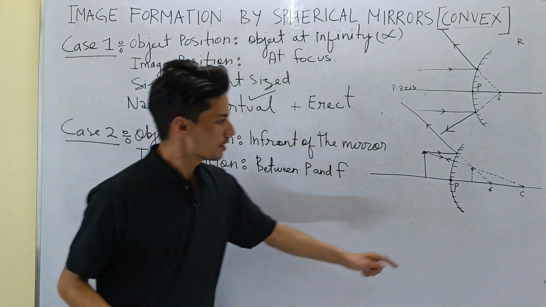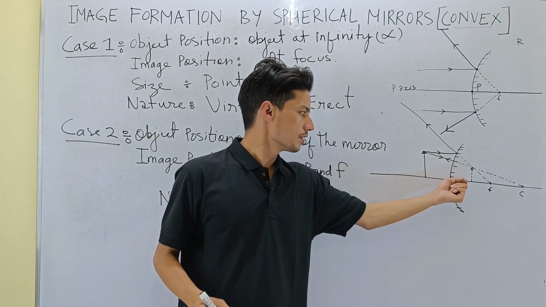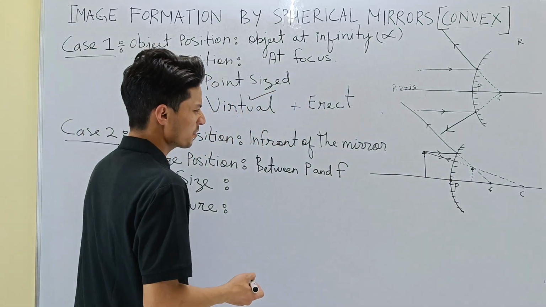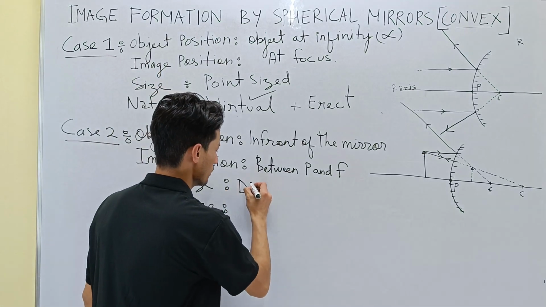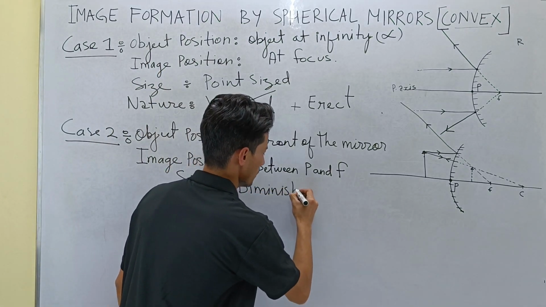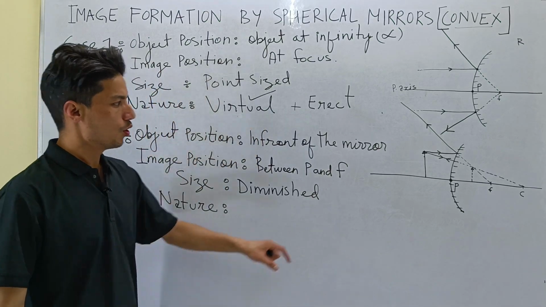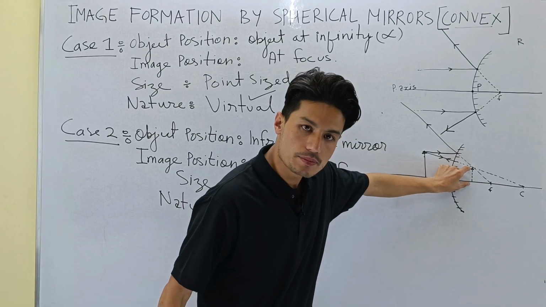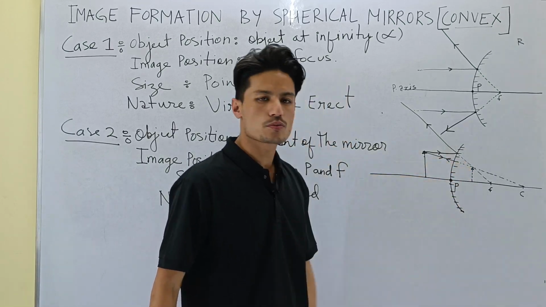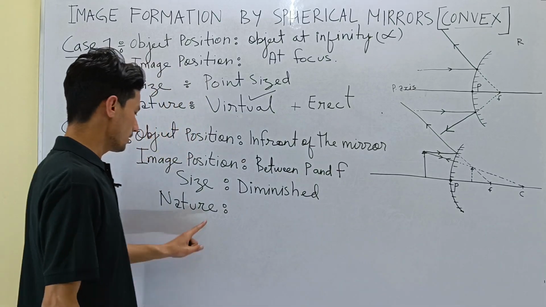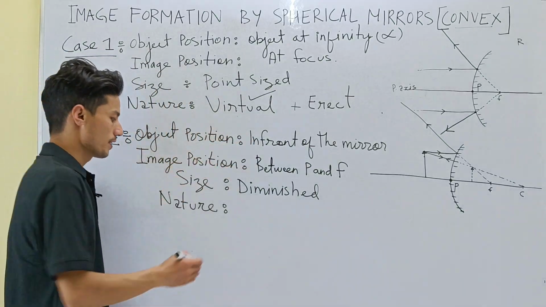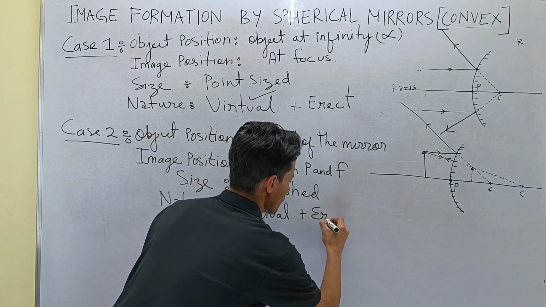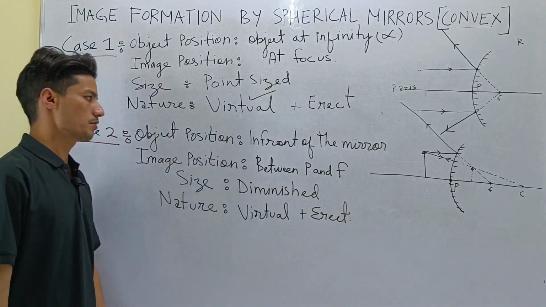Size, you can say diminished. Small, though it's not very big. We don't write small, we write diminished. Object is much taller than the image. The size of the object is bigger, the size of the image is smaller. In such a case, we write diminished. And then nature, it will be virtual and erect. All right, so this is it.